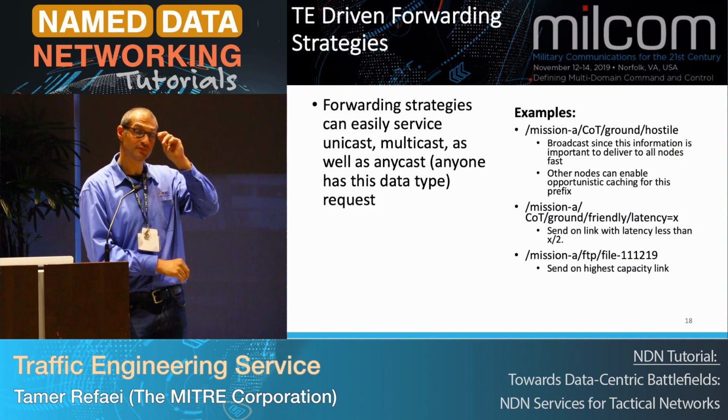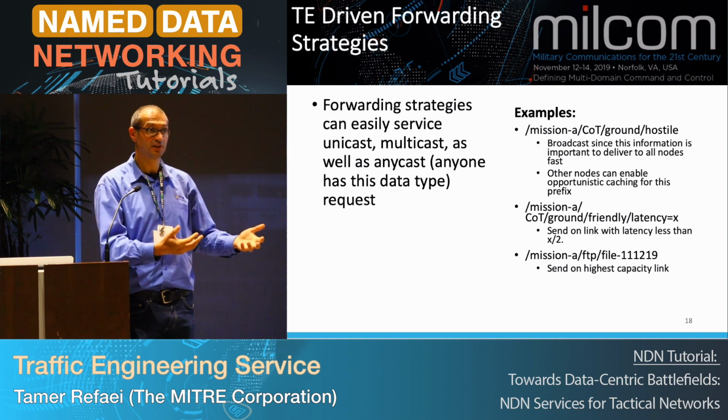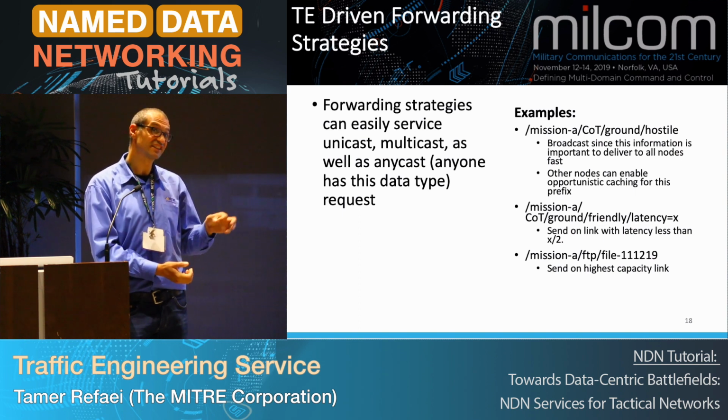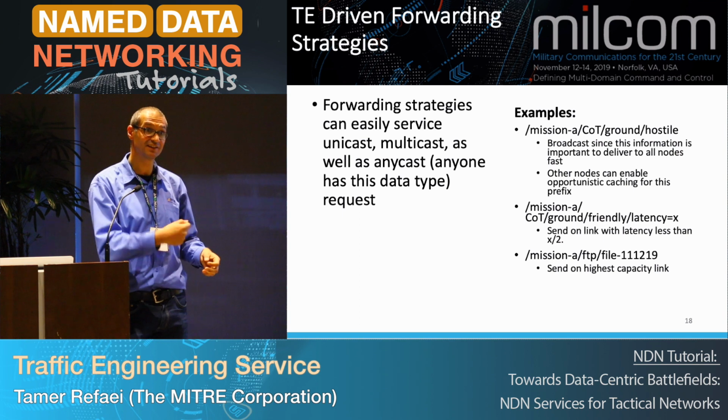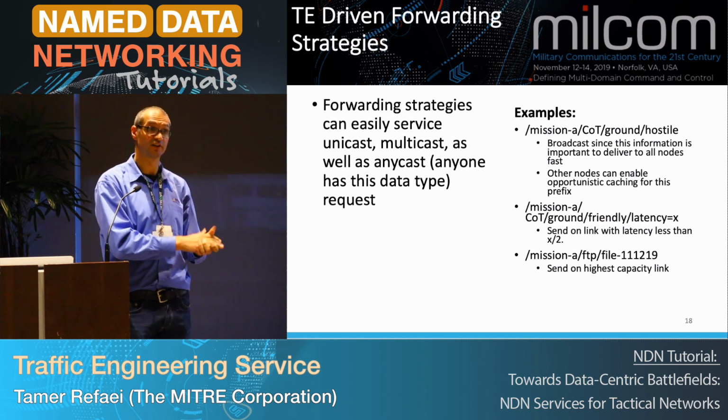you could enable something we call opportunistic caching. If an NDN node receives a packet that nobody has asked for, but it thinks someone might, it could still cache it, so that when a request comes in, you deliver it.